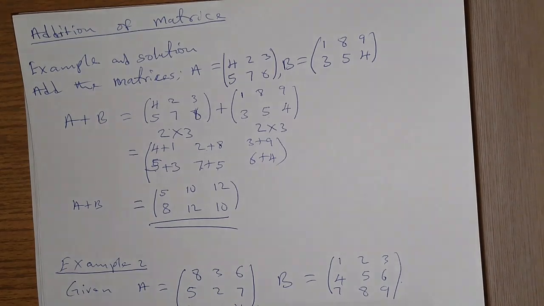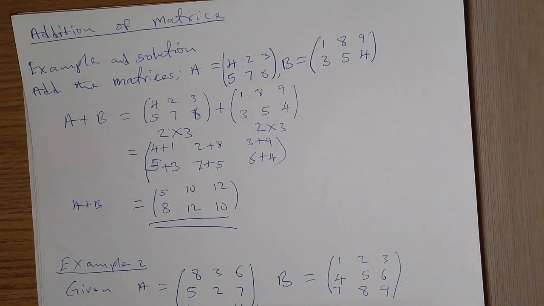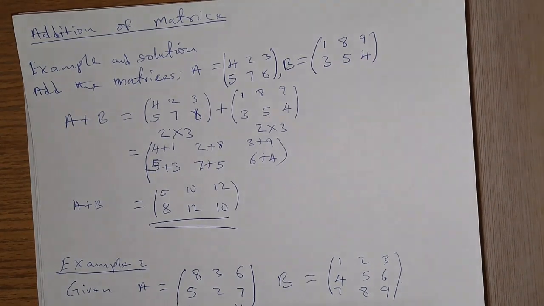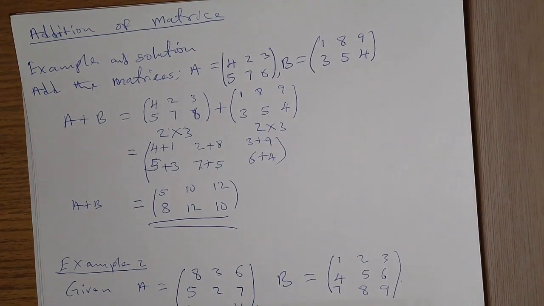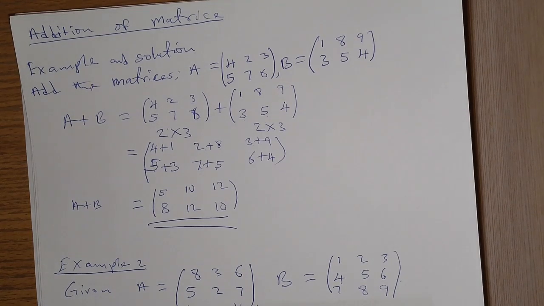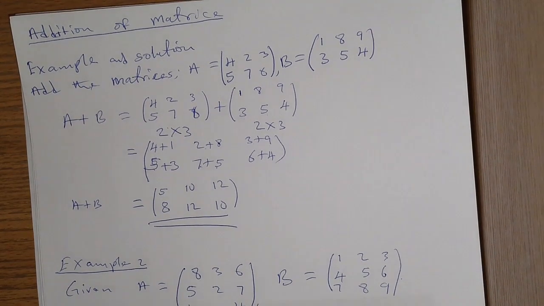A plus B will be equal to, open bracket, 8, 3, 6, 5, 2, 7, 1, 0, 4, close bracket, plus, open bracket, 1, 2, 3, 4, 5, 6, 7, 8, 9. So the same order, just as we solved the first example of addition, we go the same way. This one is a 3 by 3 matrix. This is also a 3 by 3 matrix. 1, 2, 3, 1, 2, 3.